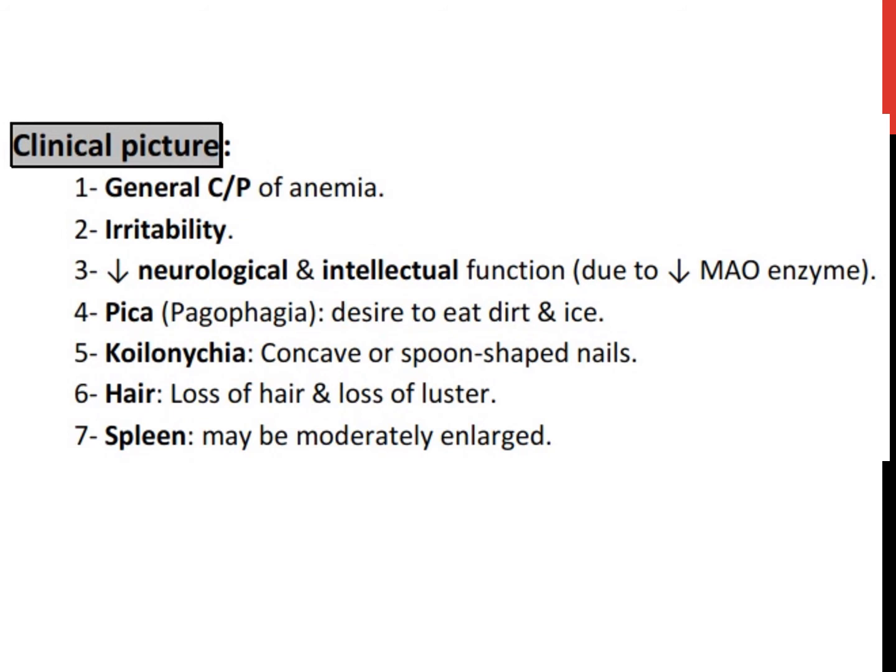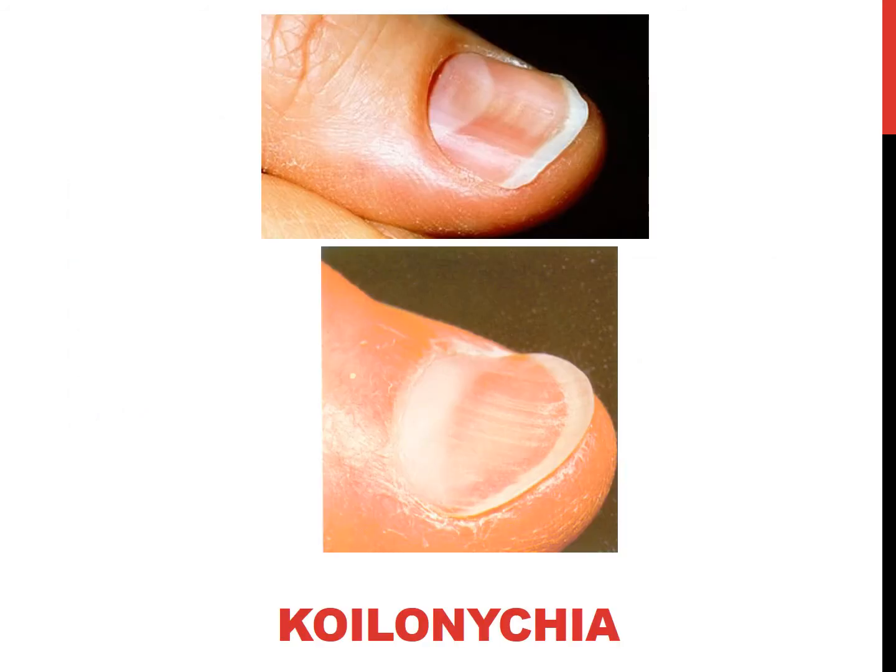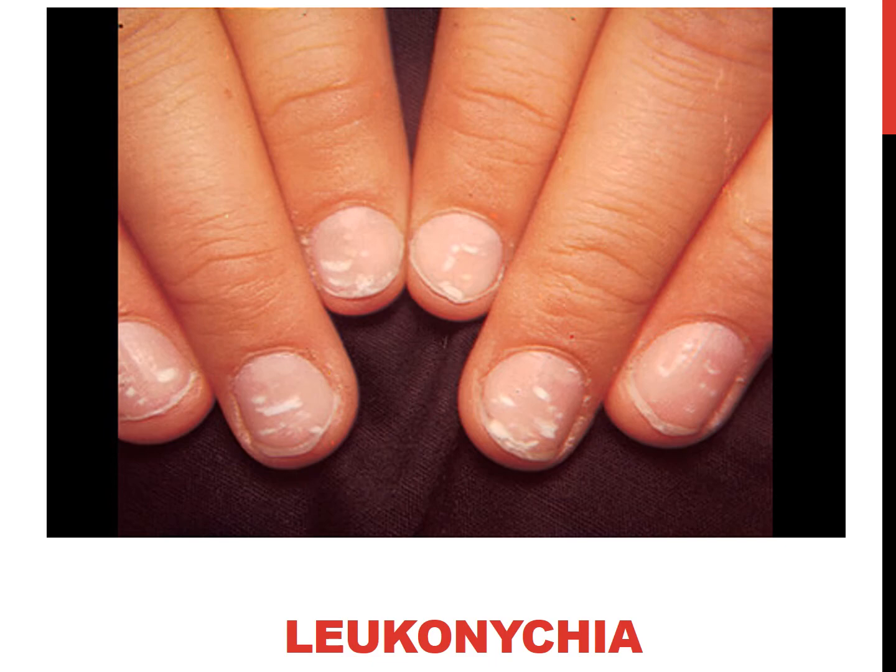Don't forget also that iron is very important for the cell cycle sometimes, and low iron can affect the nails, koilonychia, and the hair, loss of luster. And don't forget also that iron is very important for the phagocytosis process of cells, T cell function, B cell function. So sometimes there is immune deficiency in the patients, and maybe the spleen will be enlarged in size as an extramedullary hematopoiesis, or even it can enlarge in size due to sometimes viral infection. These are koilonychia, and these are leukonychia.